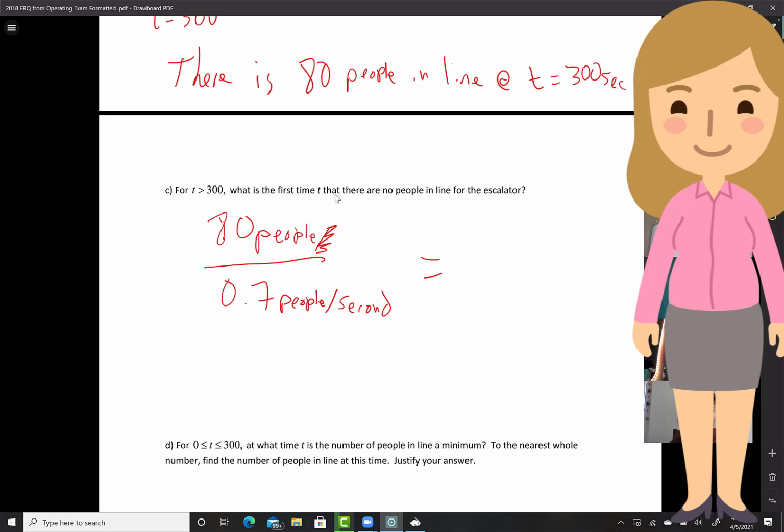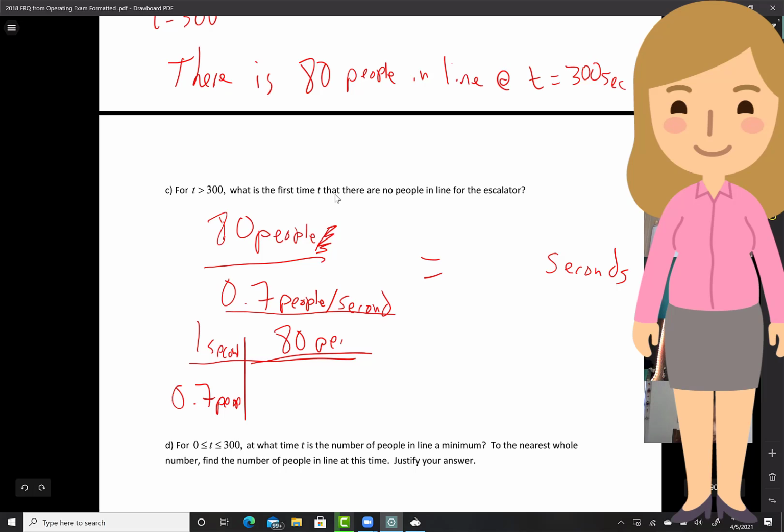Oh, okay. Sorry, miss. This is gonna give you seconds, but I don't know if you guys can see it. Can you guys see that it gives you seconds? If you don't see that, you can always do a T-chart. Chavez, what do you mean a T-chart? 0.7 people per second, so I would put 0.7 people per 1 second. And I have 80 people, so that's what I want to cancel. And look, there's my T-chart. People cancel out. 80 divided by 0.7, and you get seconds.